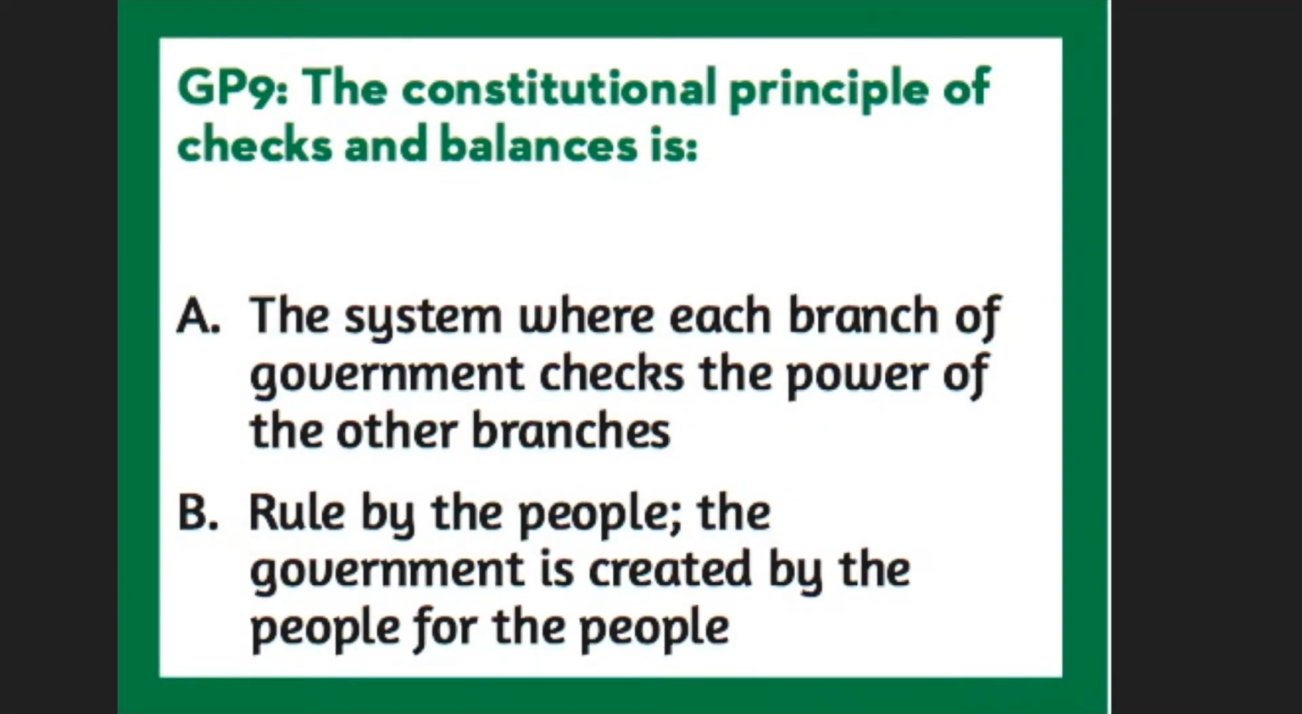All right, here is our question. The constitutional principle of checks and balances is A. The system where each branch of government checks the power of the other branches, or B. Rule by the people. The government is created by the people for the people.